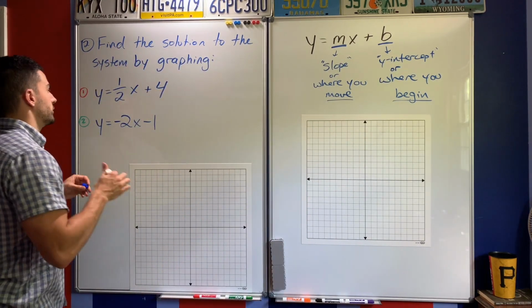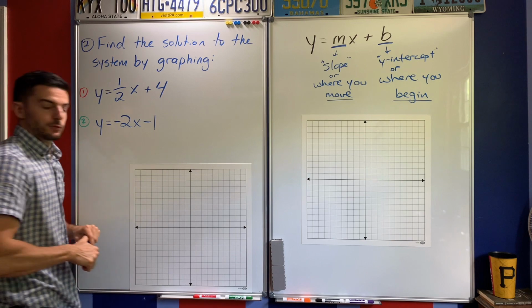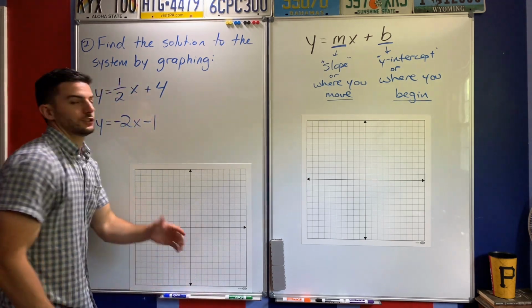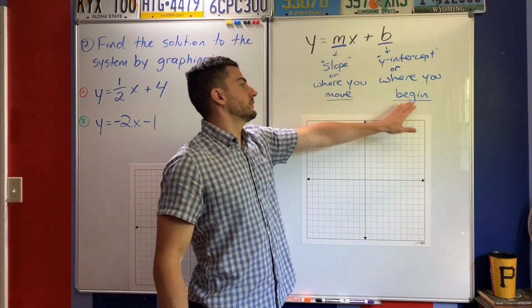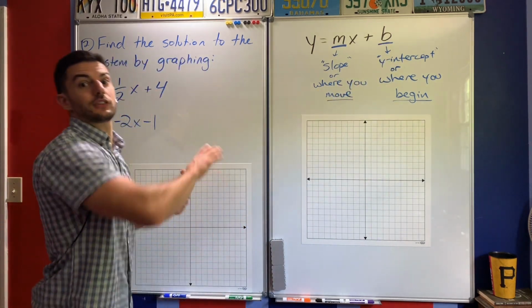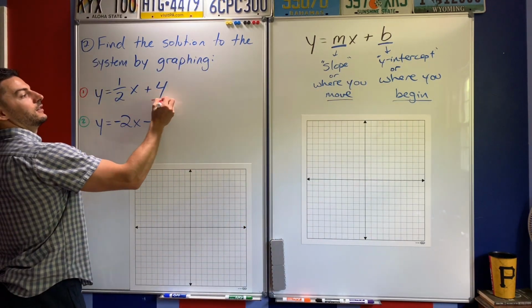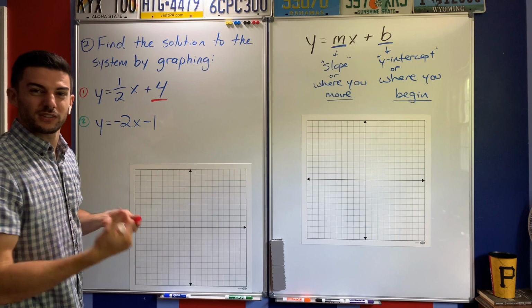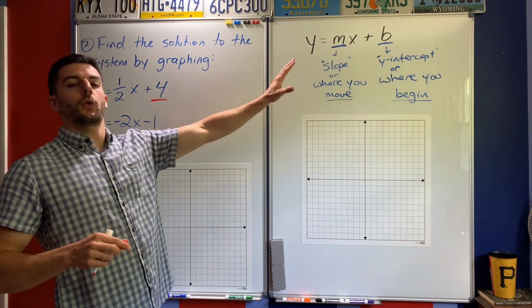So looking at the first equation here, y equals 1/2 x plus 4. And so, like I always say, you got to begin with the b value, even though it's the second number in the equation. 4, positive 4. Now, what does that mean? So again, it's called the y-intercept.